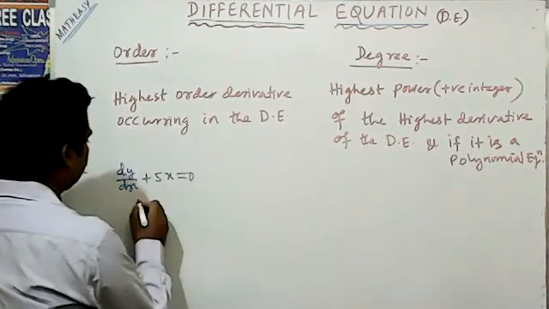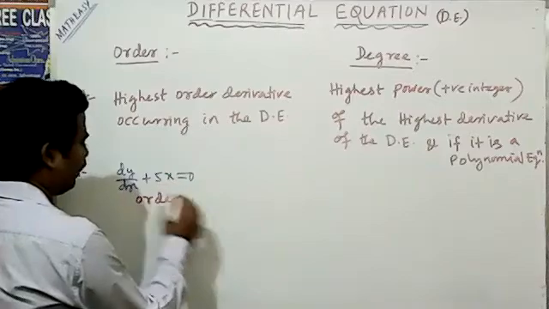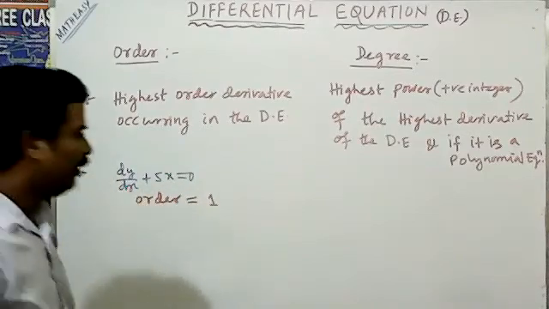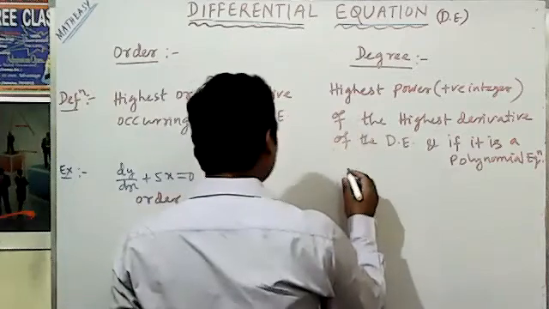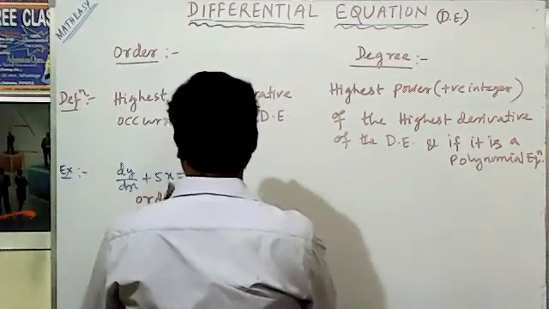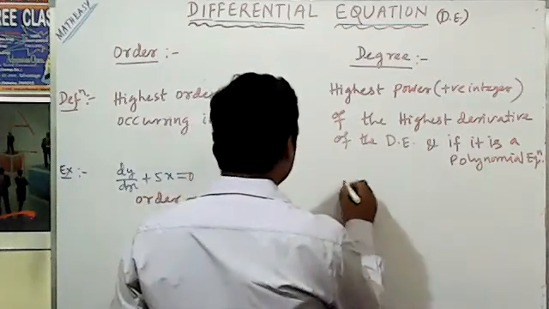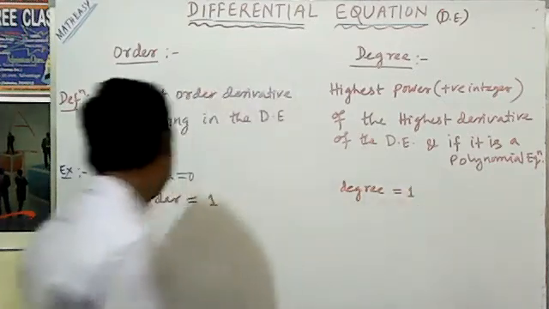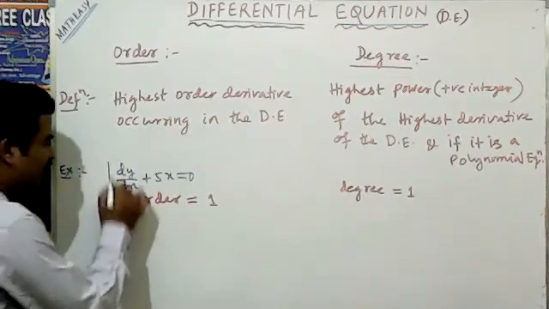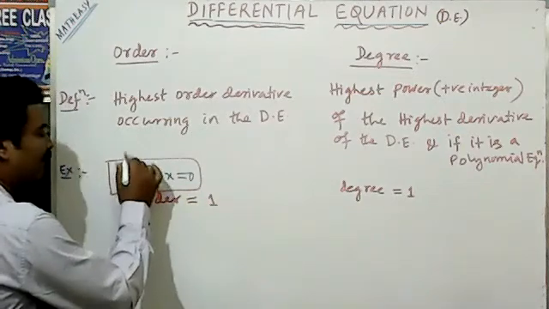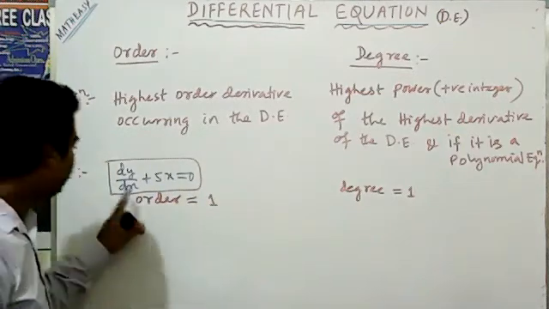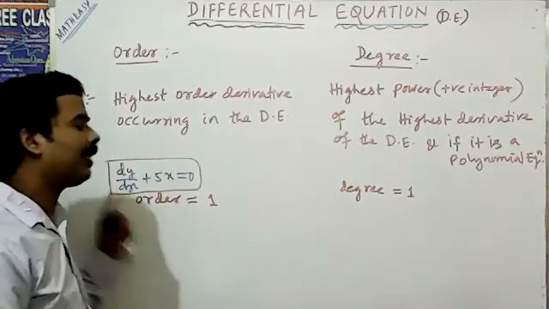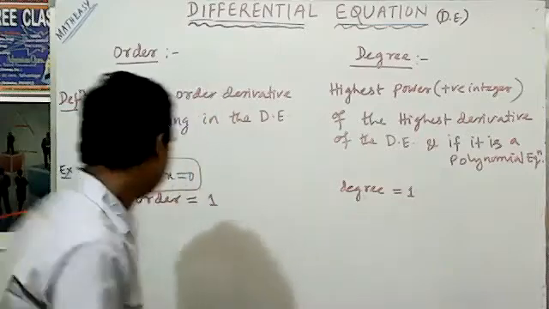Its order is equal to what? Order is equal to 1, meaning one time derivative. If the differential equation is dy by dx plus 5x is equal to 0, then the degree of the differential equation is equal to 1. Means in this differential equation, one time derivative is there. जिसका डेरिवेटिव हम देख रहे हैं ना, उसी का पावर कितना? इसका पावर है 1. So that's why degree is 1.